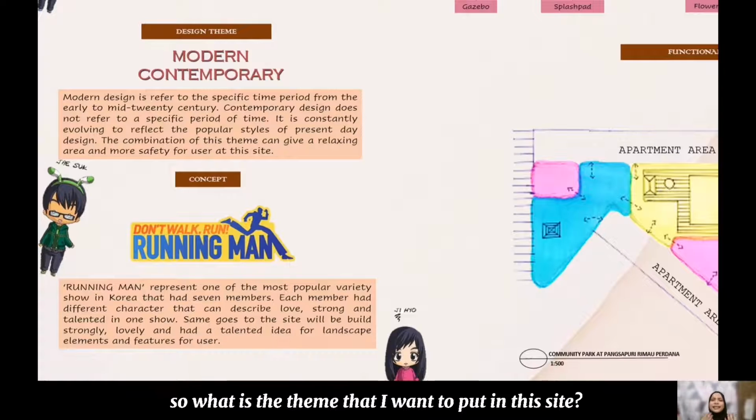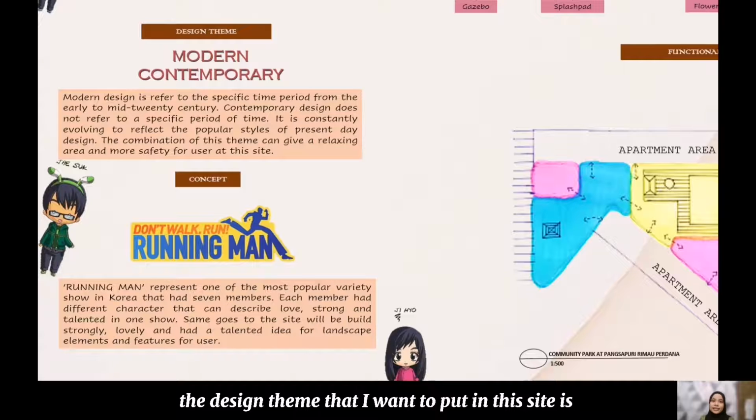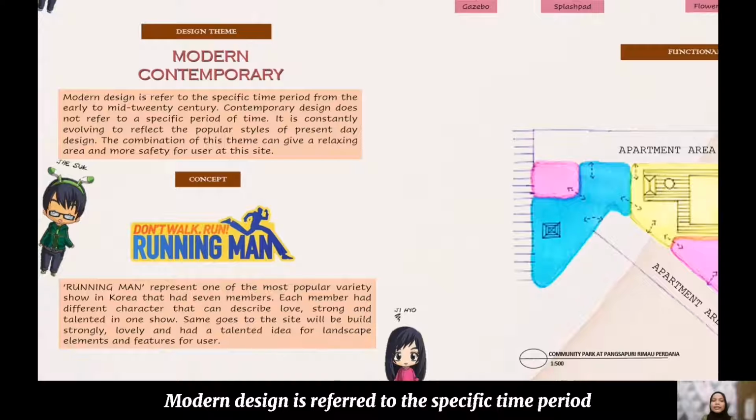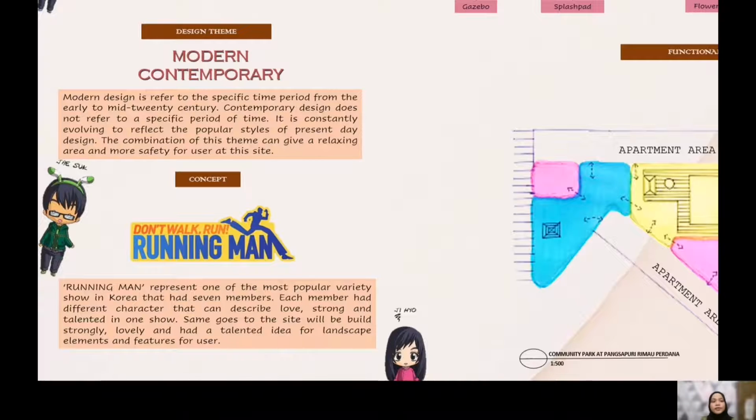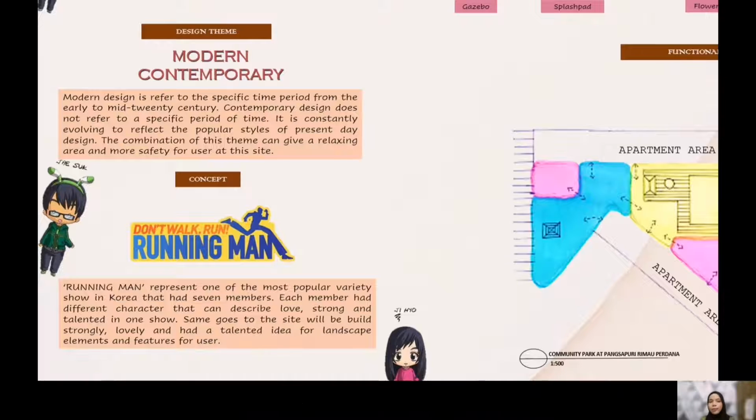Design theme. So what is the theme that I want to put in this site? The design theme that I want to put in this site is modern contemporary. Modern design refers to the specific time period from the early to mid-20th century. Contemporary design does not refer to a specific period of time. It is constantly evolving to reflect the popular styles of present-day design. The combination of this theme can give a relaxing area and more safety for users at this site.